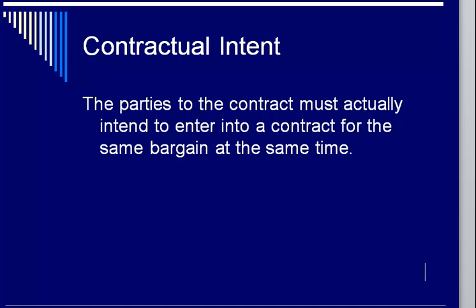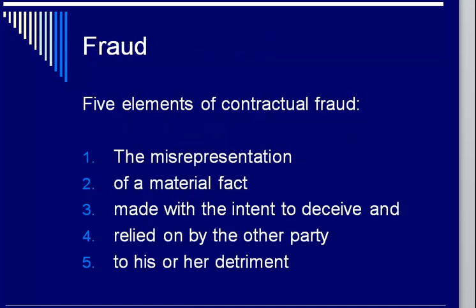Here's the definition of contractual intent. The parties to the contract must actually intend to enter into a contract for the same bargain at the same time. These are the 5 elements of contractual fraud. If you do not have all 5 elements, you do not have fraud. Typically, what is missing from these 5 elements would be proof of the intent to deceive, which is element number 3. And if that intent is missing, then you merely have misrepresentation, which we'll talk about in just a minute.